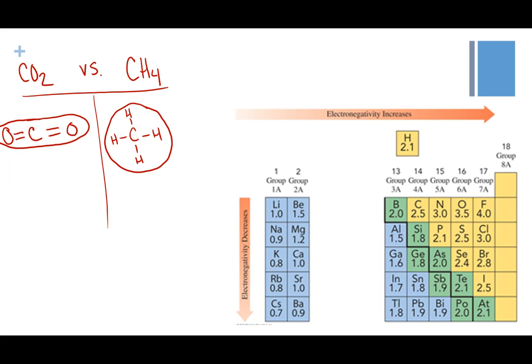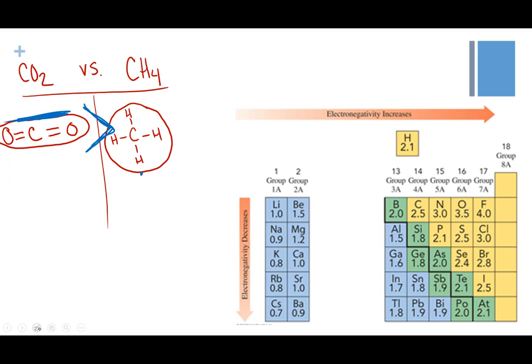So in this case, based on the shape, I would expect that carbon dioxide would have a greater intermolecular force just based on the surface area. So here's all the opportunity for interactions to take place versus, just right here would be an interaction to take place. So that's just based on the shape of it.